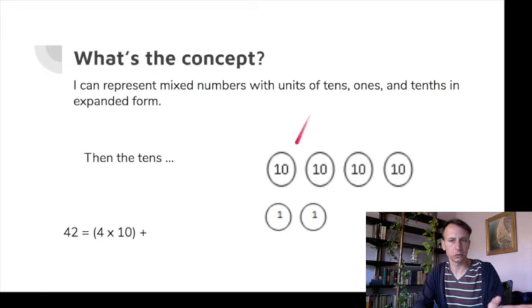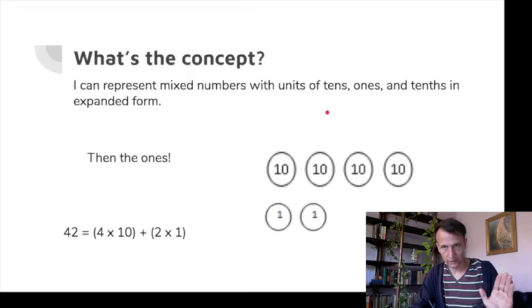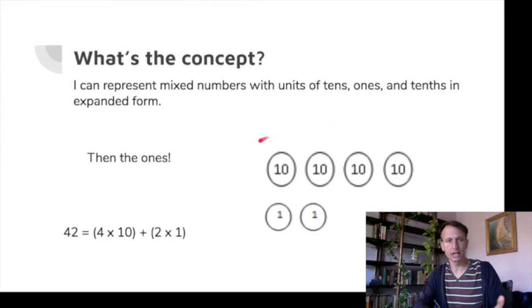So it's 4 times 10. We already did that, right? And how many ones? How many times do you see 1 here? You see 1 2 times. So 2 times 1. And just as a matter of doing it all the same way and how it's conventionally done, I always put the place value second.